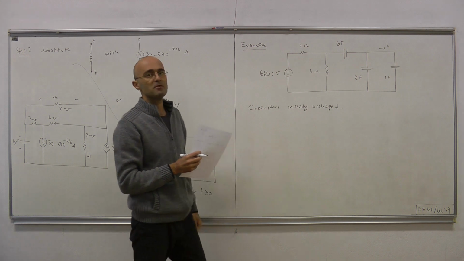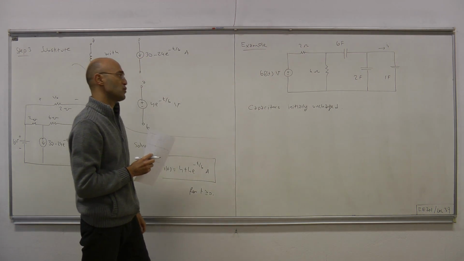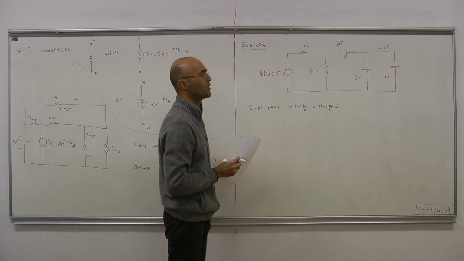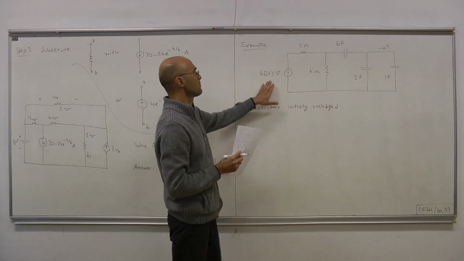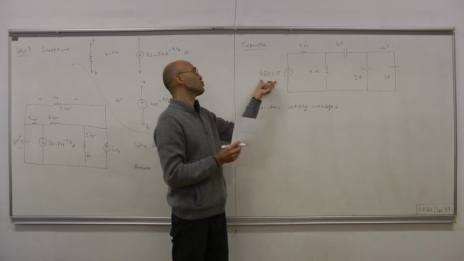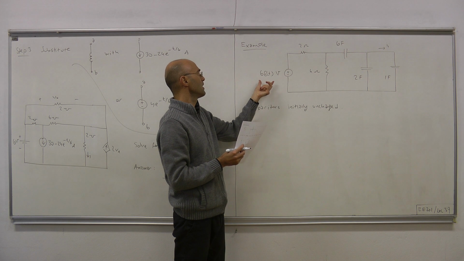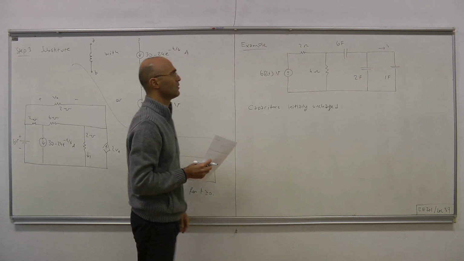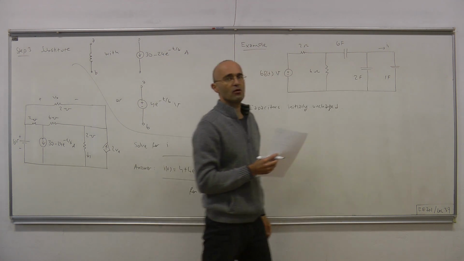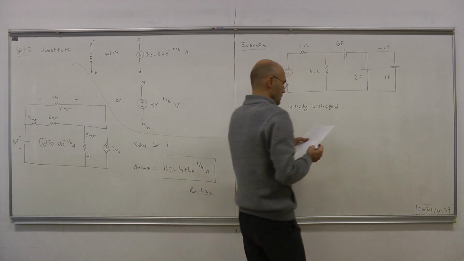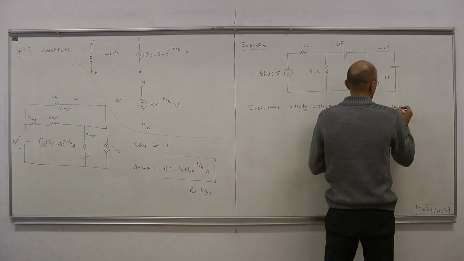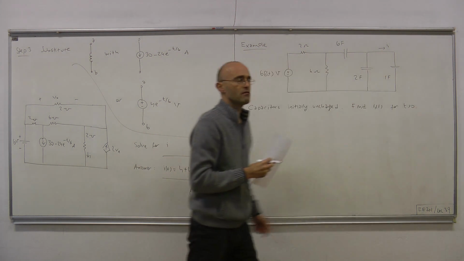So the circuit becomes an input-free circuit, or homogeneous, described by a homogeneous differential equation. So what we have to figure out is first to compute to what voltages this source charges the capacitors, and then we're going to figure out what we ask for, which is I1. So find I1(t) for t positive.